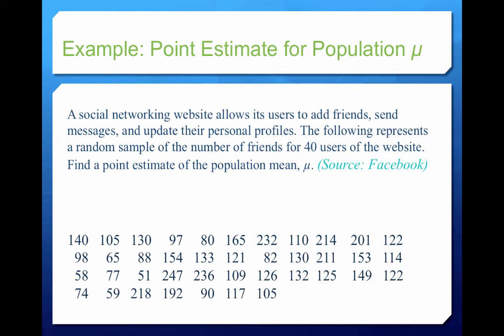Here's some raw data. A social networking website allows its users to add friends, send messages, and update their personal profiles. The following represents a random sample of the number of friends for 40 users of the website. Find a point estimate of the population mean mu. If you're asked to find a point estimate of the population mean, all you need to do is find the average of that sample.